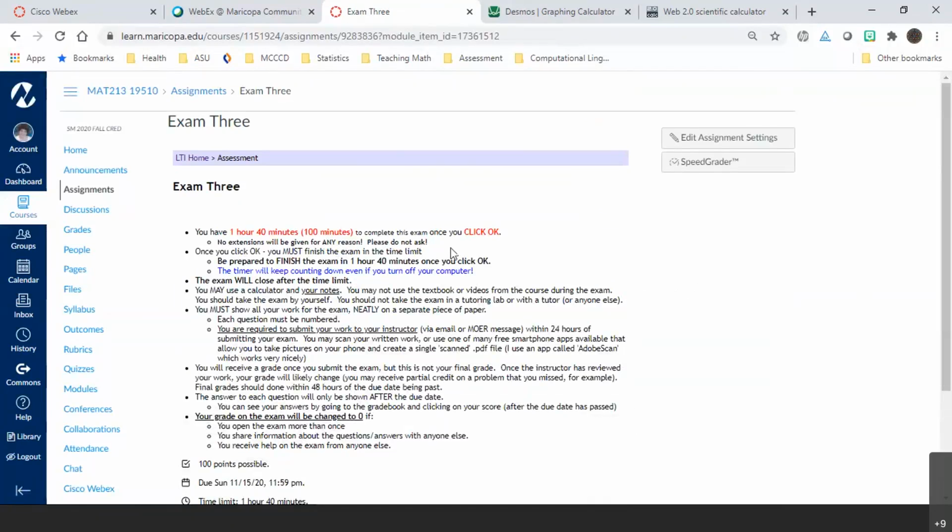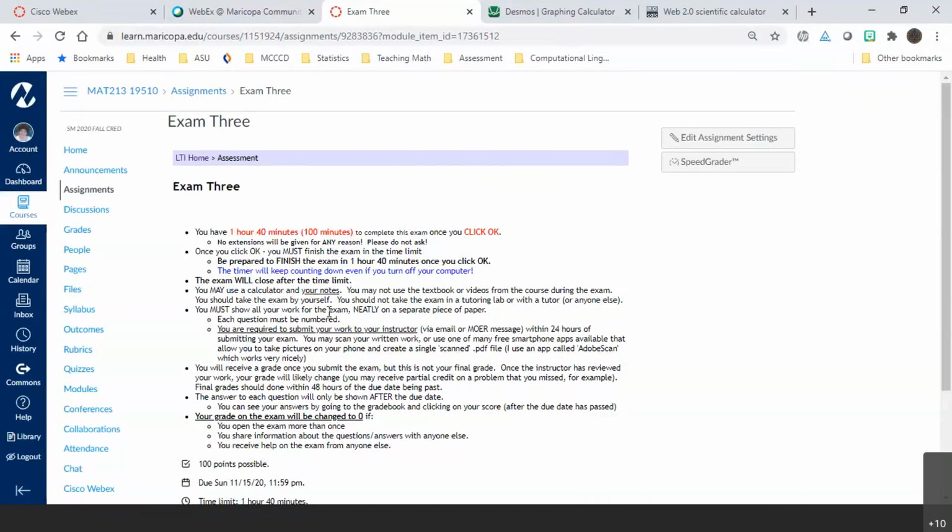So you have an hour and 40 minutes. Finish it in an hour and 40 minutes. It's due Sunday, November 15th at 11:59 p.m. Please don't open it at 10 o'clock. Yes, you can finish it at that time, but it would be better if you gave yourself more of a buffer in case there's any problems.